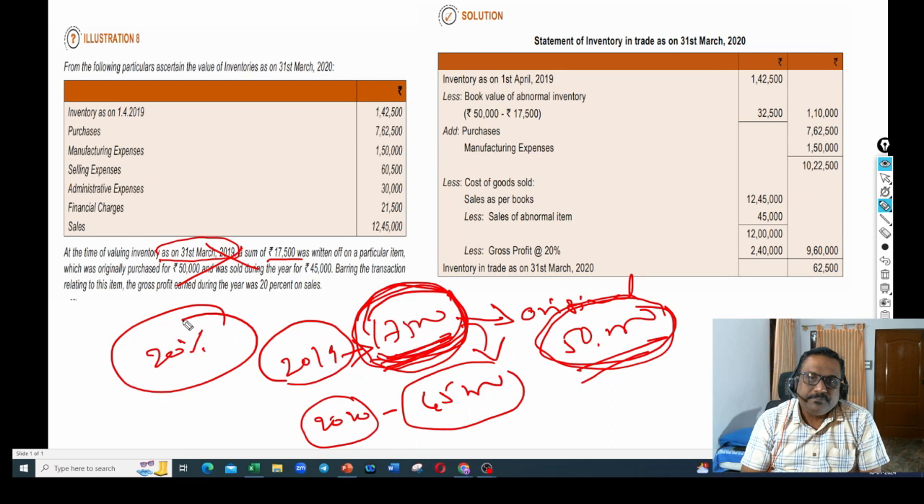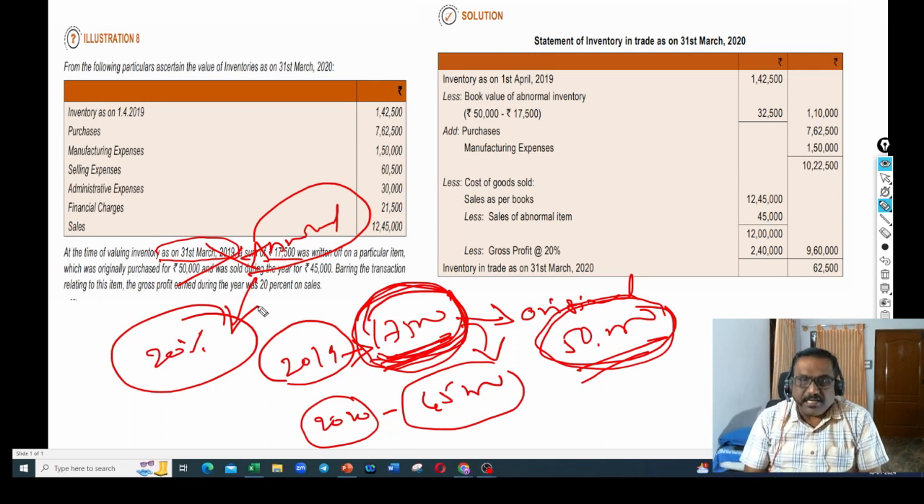Getting my point? That means this is an abnormal item. This profit is not equal to 20%. This profit is an abnormal item. So excluding this item, their regular gross profit is 20%. That is what they are giving. Then what are we supposed to do now?